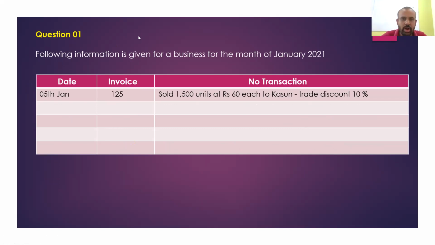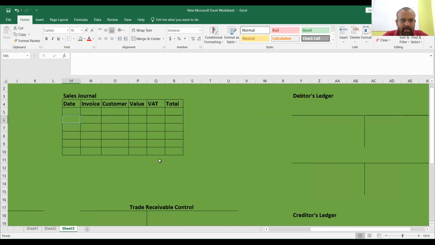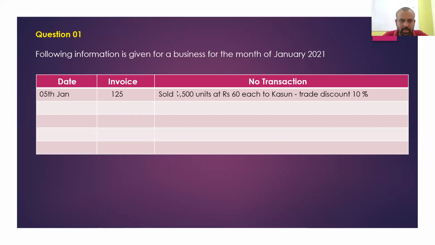Then you can go and record on 5th January. There was a credit sale. Name of the customer, that is Kasun. You sold to Kasun.